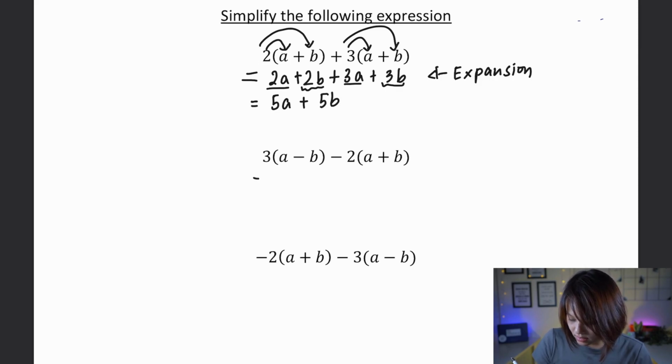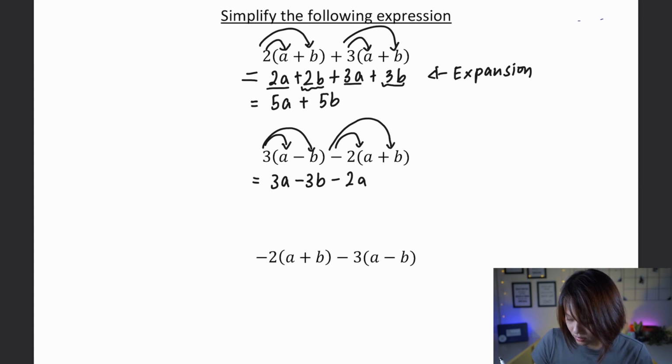Let's look at the next example. Doing the same rainbow expansion, you have 3a minus 3b minus 2a. For the next one, be very careful because it's a negative and a positive. If you recall, a negative and a positive will give you a negative. So you'll get negative 2b. The next step is we're going to simplify. So 3a minus 2a will give you a. Negative 3b and negative 2b will give you negative 5b.